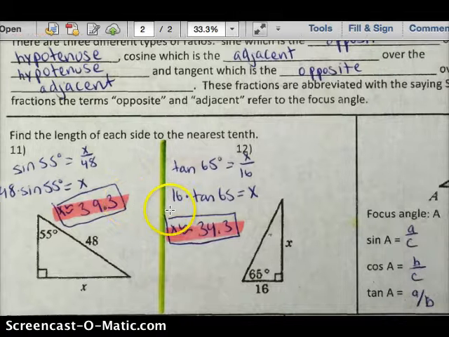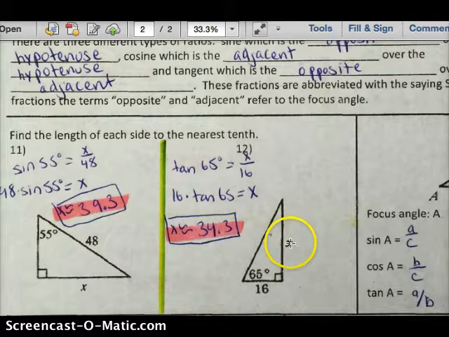Question number 12. Again, you're going to start at the angle. You're solving for the variable x there. 65 degrees is my starting point. I just need to label my sides. This is the opposite. Notice how this one is the hypotenuse over here, but it doesn't have a variable or a letter or a number, so I'm not going to use that. Therefore, this side's called the adjacent, which means next to.